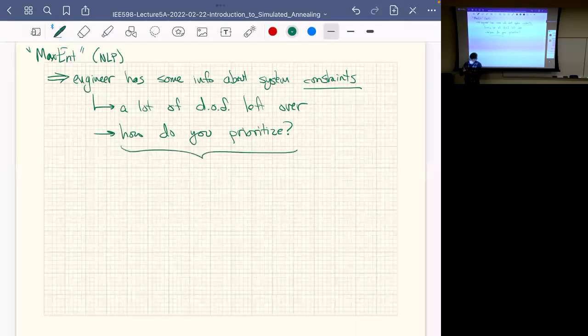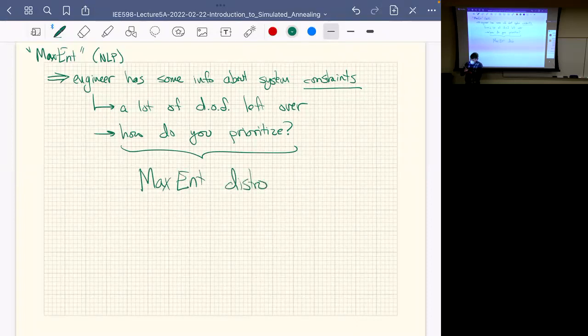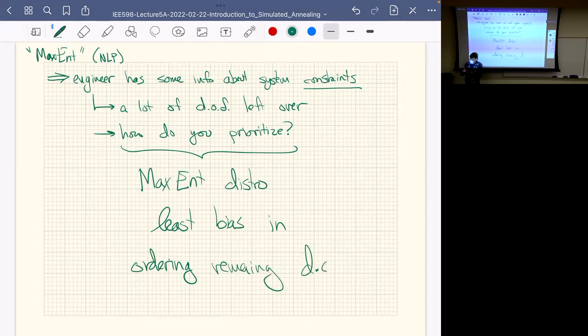So the idea here is that the MaxEnt distribution provides the least bias in ordering the remaining degrees of freedom. That's where I'm going to end it here, and we'll pick up from there on Thursday.